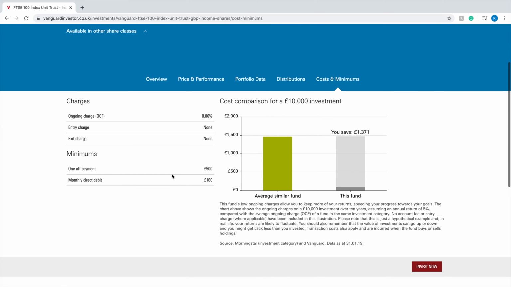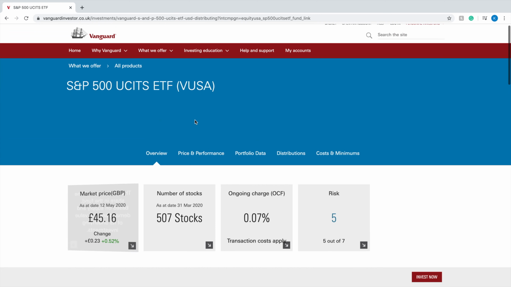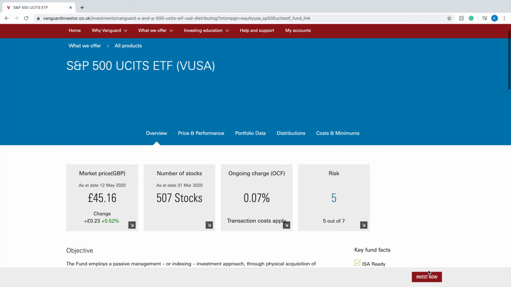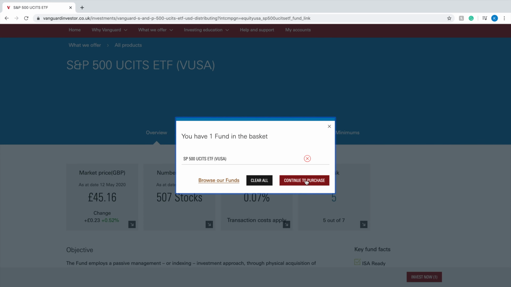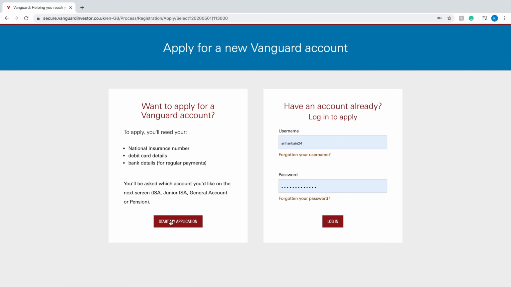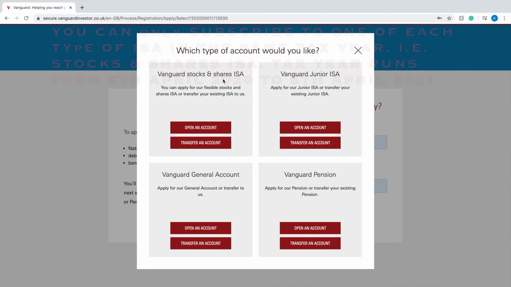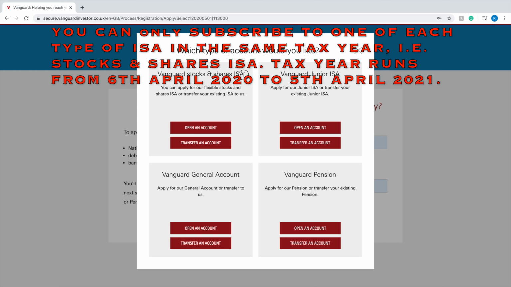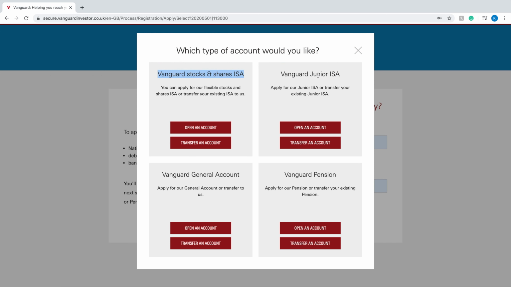Look at cost and minimum. Again, it's a one-off payment of £500 and monthly direct debits of £100. To invest in something like, for example, the S&P 500, you just hit invest now, continue to purchase, and you can start your application here. Now you can invest in ISAs, which tend to be stocks and shares ISAs. That's the junior ISA, for if you have children and you want to start saving or investing for them. That's the general account.